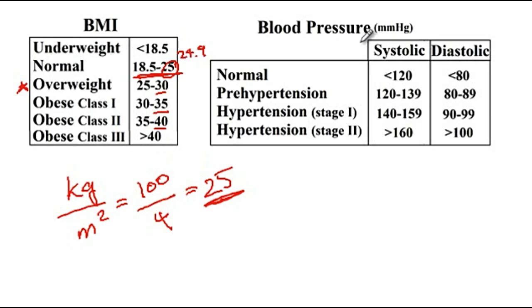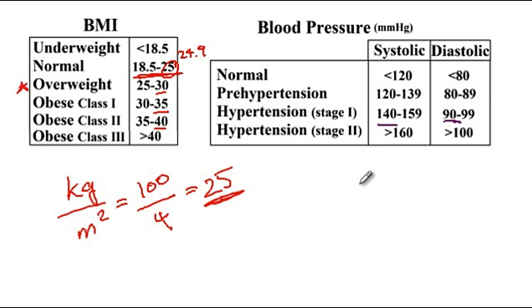Now, regarding the blood pressure, the normal range is less than 120 millimeters of mercury systolic and less than 80 millimeters of mercury diastolic. Pre-hypertension is considered between 120 to 139 over 80 to 89 millimeters of mercury, systolic over diastolic. And then for hypertension, anything over 140 systolic or 90 diastolic would be considered hypertension.